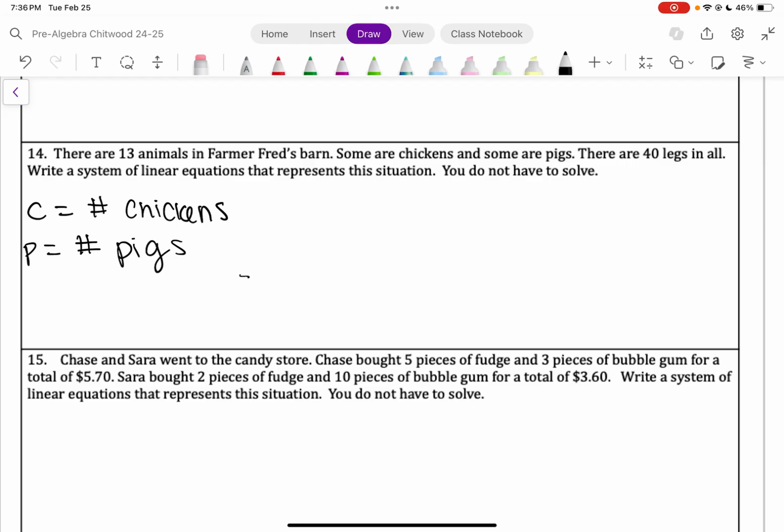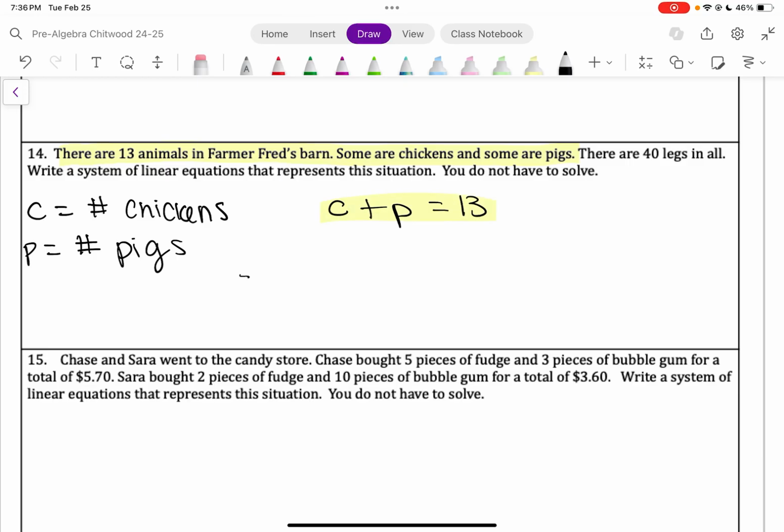So if there's 13 animals in total, and they're made up of chickens and pigs, then I can say that the number of chickens plus the number of pigs equals 13. And I get this from right here. That is our first equation.